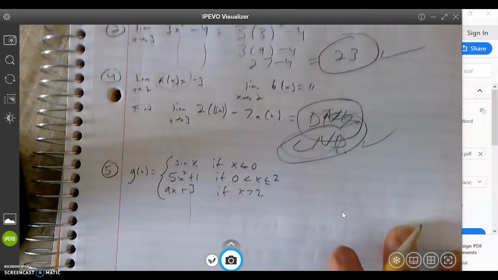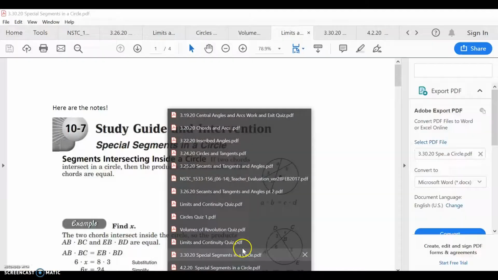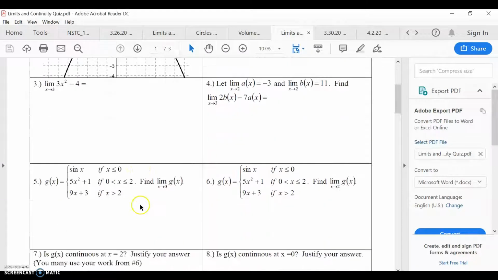All right, so the rest of the page, 5, 6, 7, 8. That's what we're going to do next. Looking at it right here, you have this piecewise function, g of x. It's sine of x when x is less than or equal to 0, the parabola between 0 and 2, and then the line when x is greater than 2. We're going to find the limit as x approaches 0 of g of x, and then find out when it's continuous. So I'm going to do 5 and 8 at the same time. Then I'm going to do 6 and 7 at the same time, because that has to do with x equals 2.